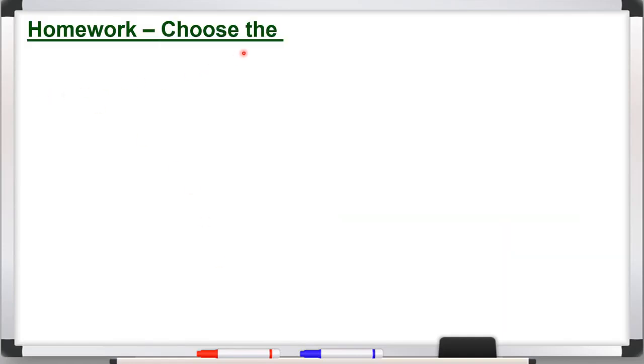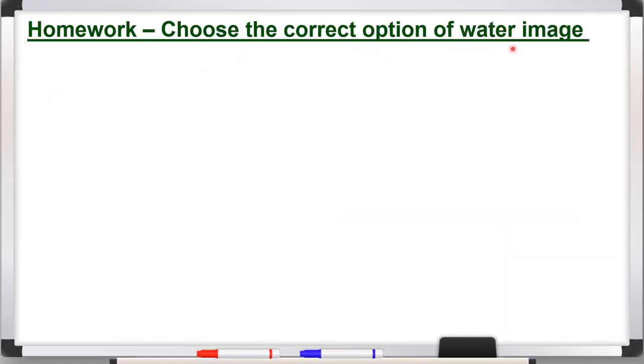Homework. Choose the correct option of water image of given alphabets.